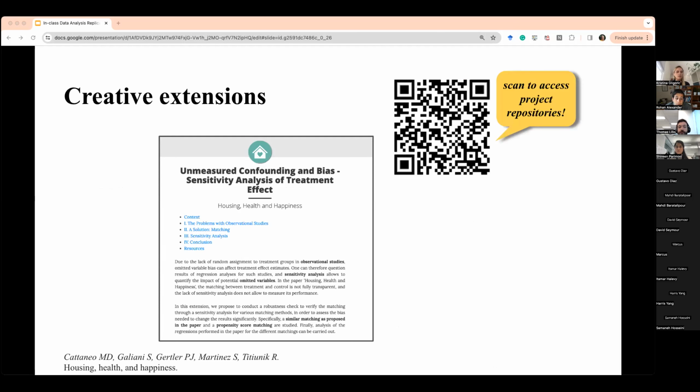And then the last thing I wanted to talk about was creative extensions. You can scan this QR code to see some of the reports of students' work. The idea was that in the first part of the project, students did the replication, which puts them in a great spot where they know the data and they did some basic analysis. And then in the second part, students proposed a freestyle extension on top of that.